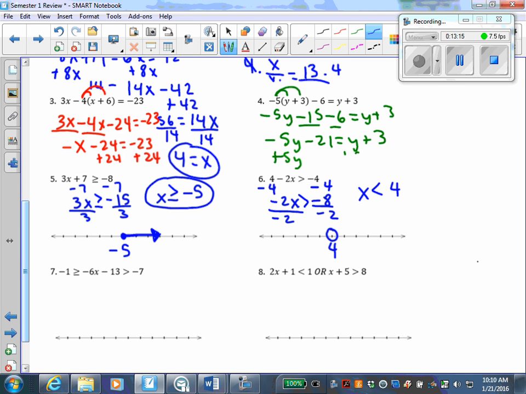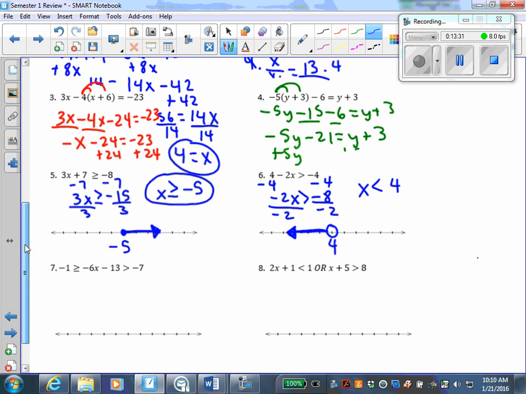I want to show all the other numbers that really are less than 4, which is everything to the left of 4. Even like 3.9999999. That's what this circle means. It means everything right up to 4, but not including 4, but on the left of it.